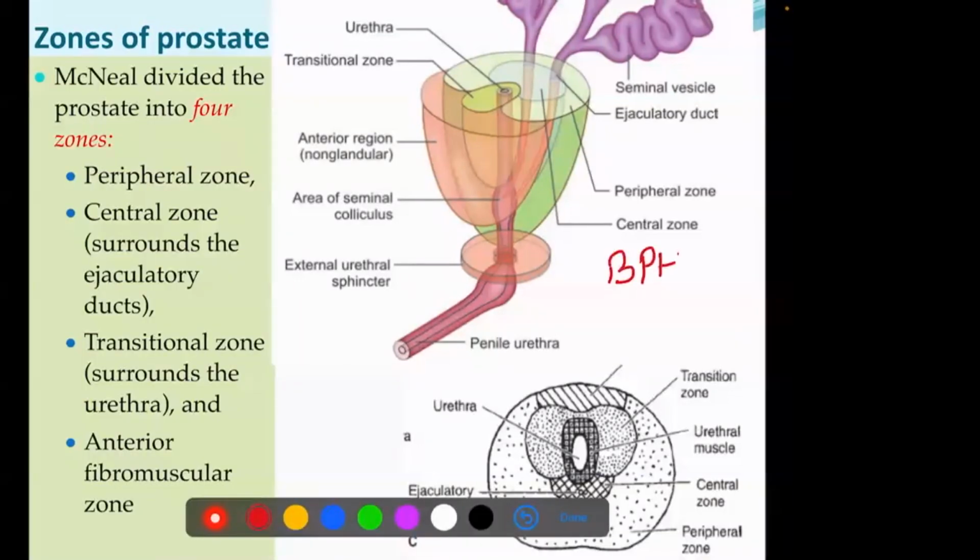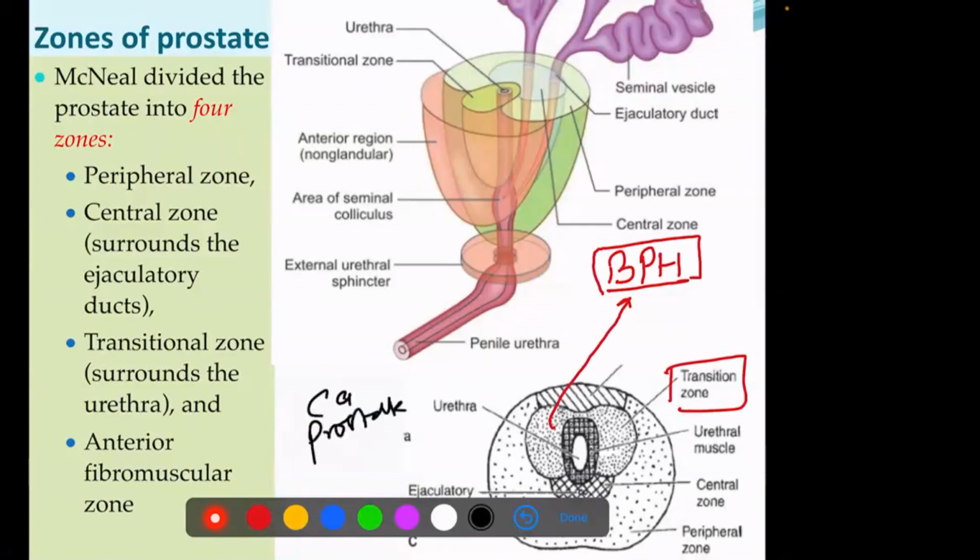BPH is benign prostatic hyperplasia. You can say benign enlargement of the prostate, a benign disease that occurs mainly in the transition zone. And prostate cancer mainly occurs in the peripheral zone. That's why the zonal anatomy is important. When you know this anatomy, you'll be able to explain why a BPH patient develops LUTS or obstructive features, very common, because it is very near to the urethra.